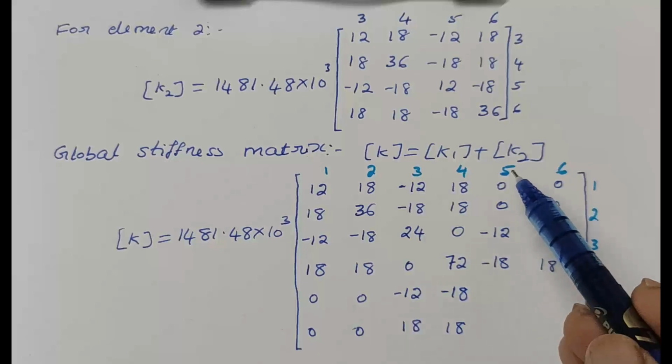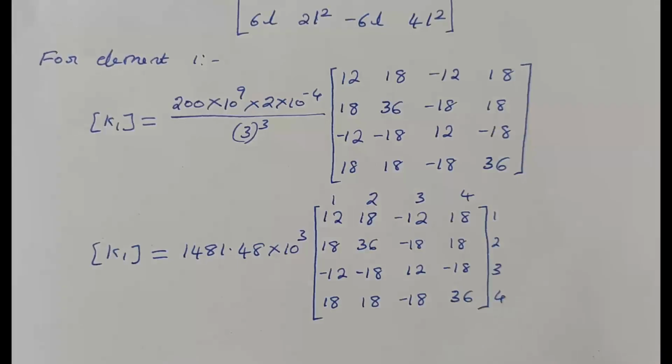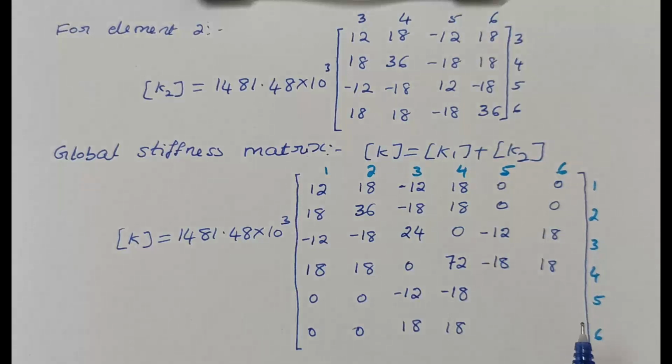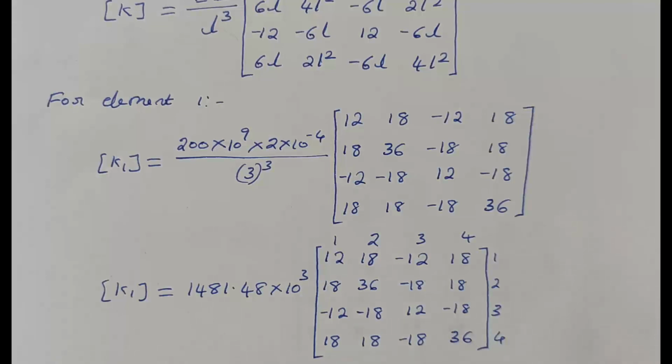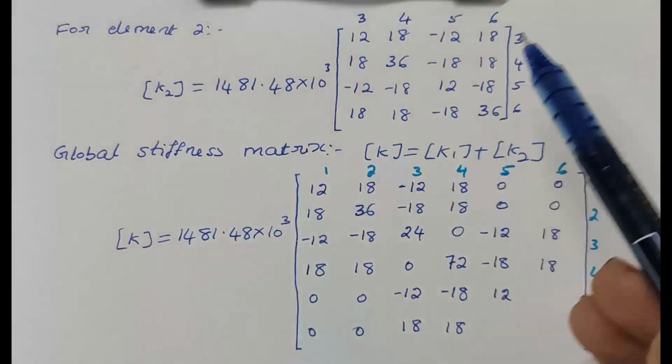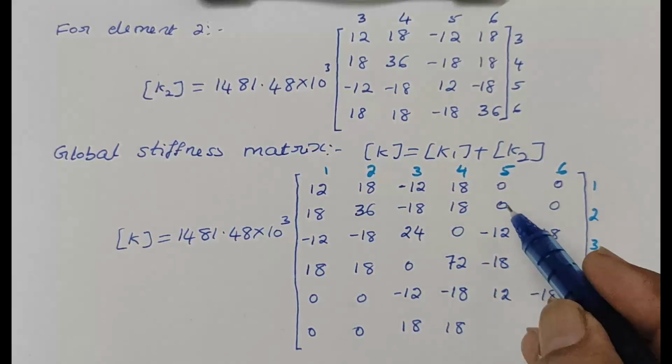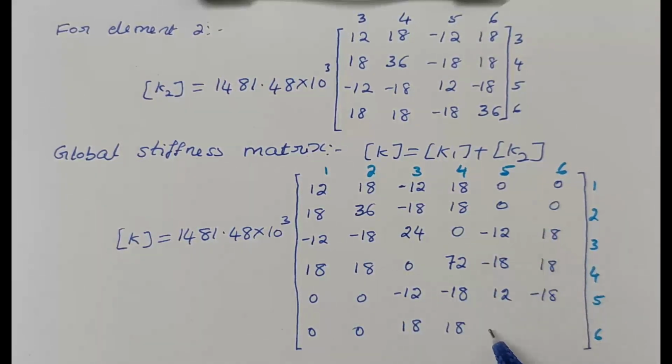Next is element corresponding to 5 and 5. See, in K1, we don't have any element corresponding to 5 and 5. In K2, we have element corresponding to 5 and 5, that is 12. Therefore, here in the global stiffness matrix, the element corresponding to 5 and 5 becomes 12. Next is element corresponding to 6 and 5. In K1, we don't have any element corresponding to 6 and 5. In K2, we have element corresponding to 6 and 5, that is minus 18. Therefore, here it becomes minus 18. So, due to symmetry, we can write the fifth column. It is minus 18.